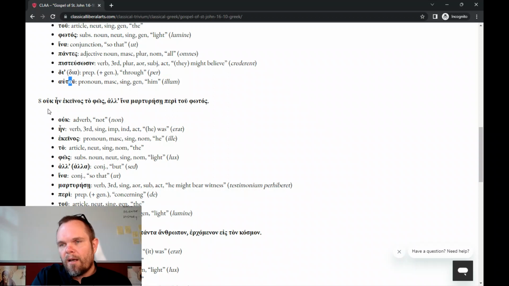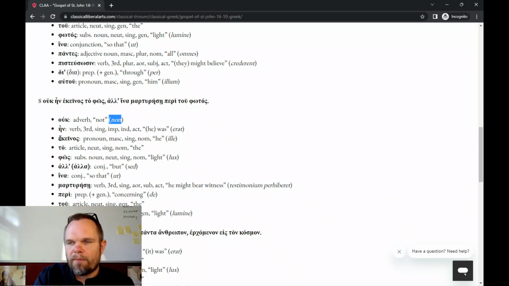Verse 8. Ouk en ekeinos to phos, all' hina marturese peri tou photos. Ouk is an adverb. It means not. You see the Latin translation is non, means not. Ouk en. En means he was, or we'll see that, was. He was not ekeinos.